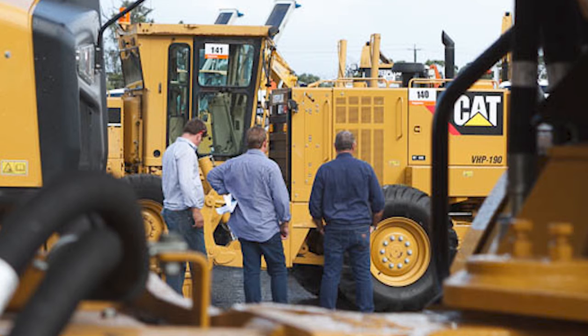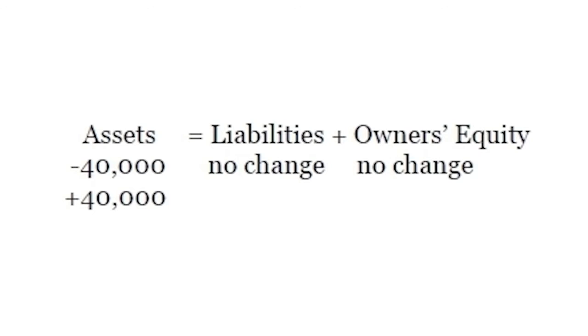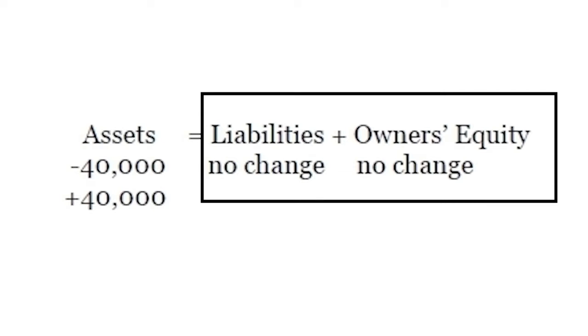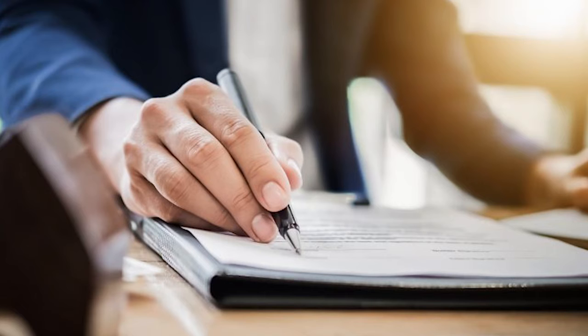A company used $40,000 cash to purchase a new piece of equipment. In the journal entry to record this transaction, cash will decrease by $40,000 and equipment will increase by $40,000. As a result, the asset side of the equation will have a net change of zero, and nothing changes at all on the liability plus owner's equity side of the equation.